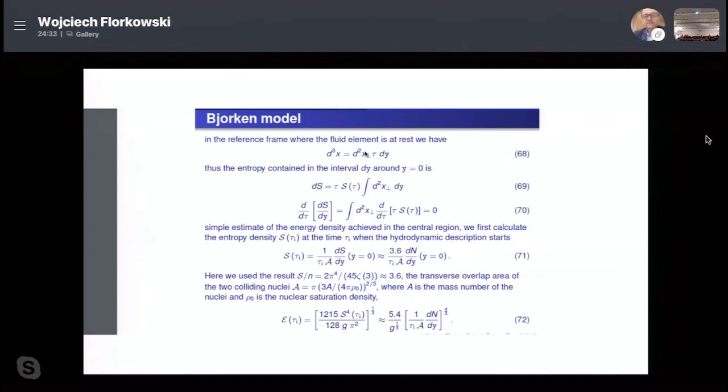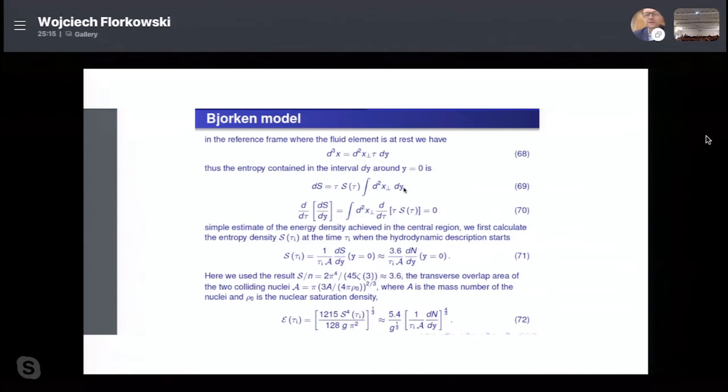Now the transverse coordinates we kept untouched. We just say this is d2x curve, so like dx, dy, but y being the transverse coordinate. But the longitudinal distance, or the interval, can be written as the proper time times the difference of the rapidity. So if we want to calculate the entropy in some volume, we have to integrate over the transverse coordinates and over the rapidity.